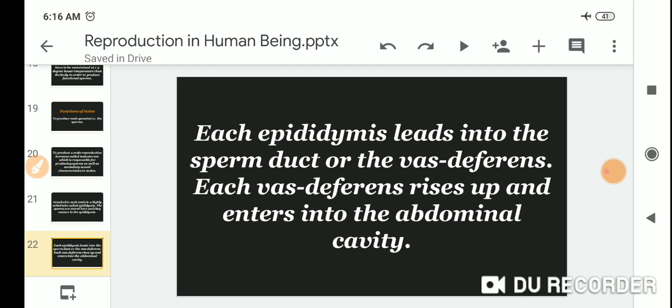Each epididymis leads into the sperm duct or the vas deferens. Each vas deferens rises up and enters into the abdominal cavity.